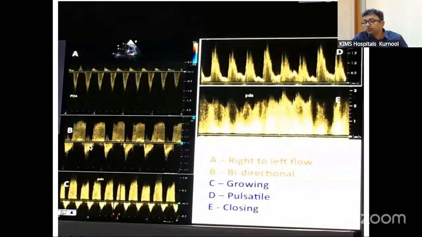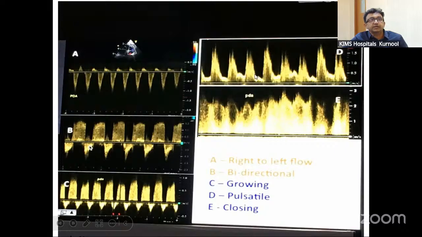Then you assess the flow pattern. There are 4 or 5 different patterns that you will see. So let us start with the D. This is a normal pattern where the blood is flowing from the aorta and is emptying into the duct, into the main pulmonary. So the flow is smooth.